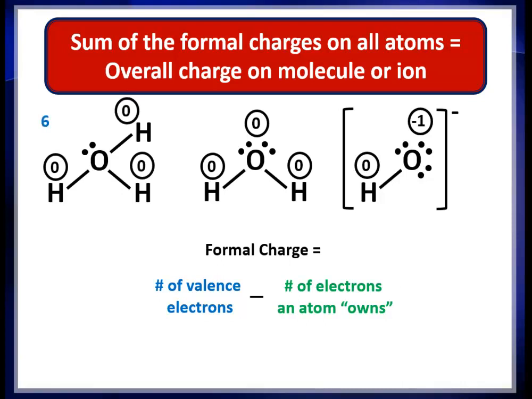It has 6 valence electrons. It always does. But in this case, it only owns 2 non-bonding electrons and 1 electron per bond with 3 bonds to hydrogen. That's 3 bonding electrons it owns. That's 5 electrons total. 6 valence minus 5 owned equates to a formal charge of positive 1, which again should make sense because hydronium is a polyatomic ion with an overall charge of plus 1.